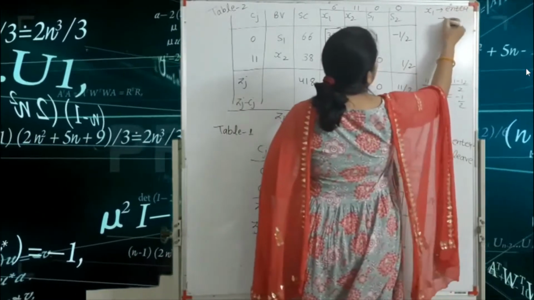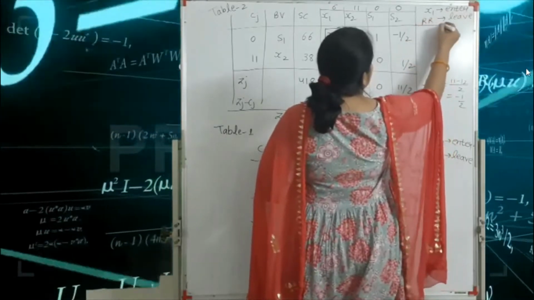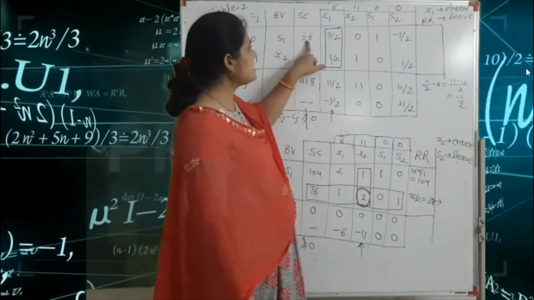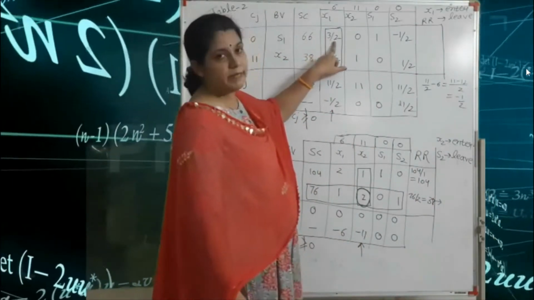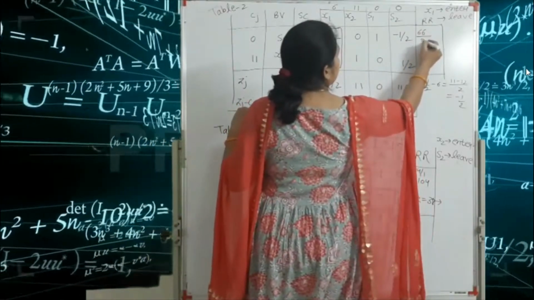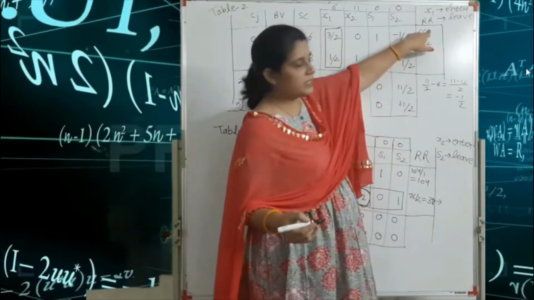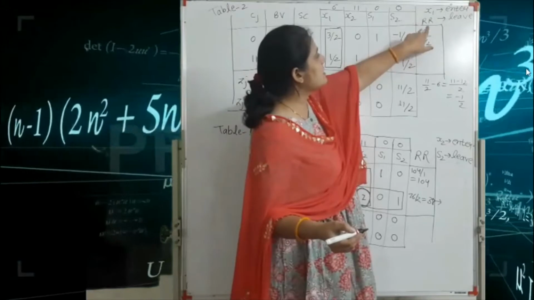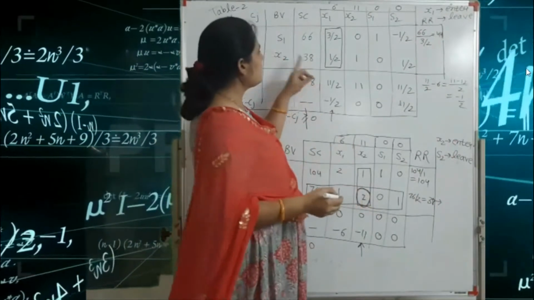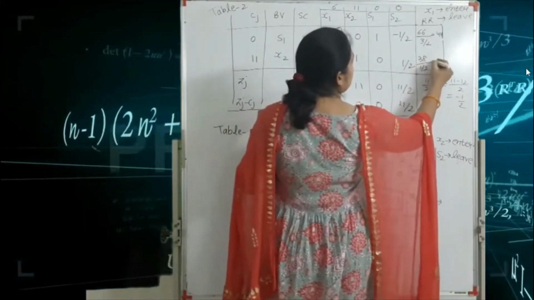And for the leave variable, we find the replacement ratio. So 66 divided by 3 by 2. This 2 is multiplied with the numerator, so 66 times 2 divided by 3 gives 44. Next, 38 divided by 1 by 2. Multiplying by 2, that means 76.